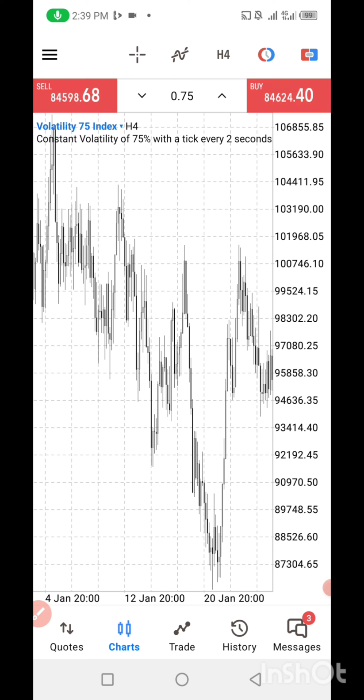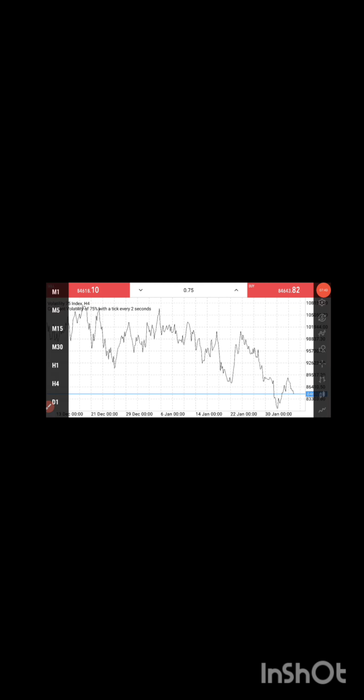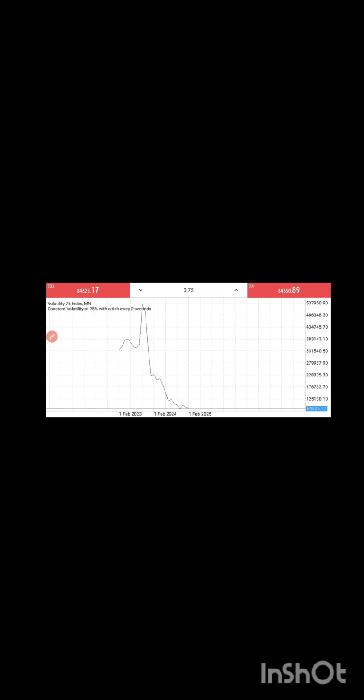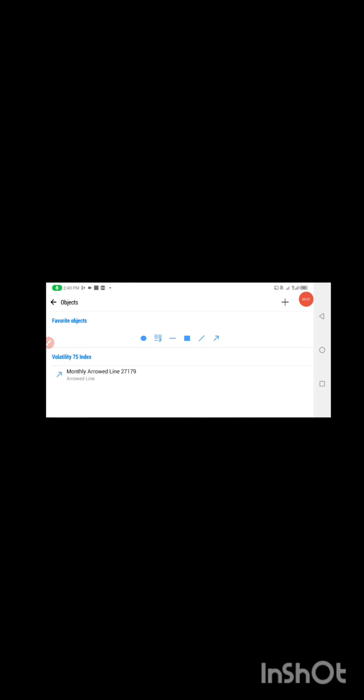Right now, I'm going to switch over to line chart. I will be in the monthly time frame. So right here we have an action. This is an action that creates. It was a sell action.